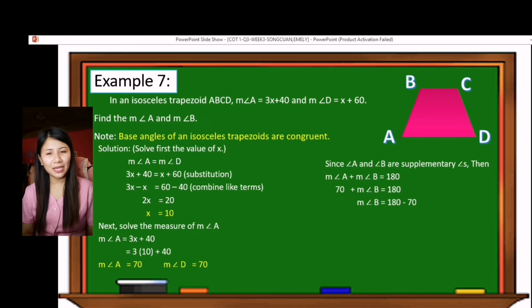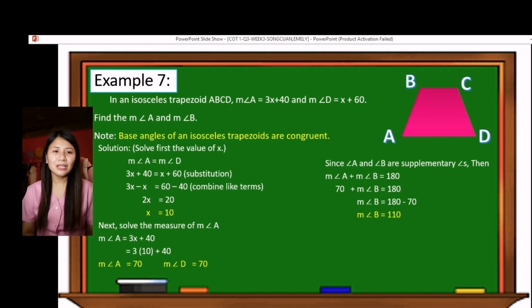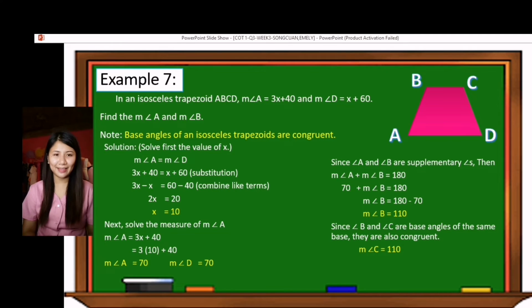So the measure of angle A, 70, plus the measure of angle B is equal to 180. Bring down the measure of angle B and then transpose positive 70 to the right side, and that will become negative 70. So 180 minus 70 is equal to 110. So the measure of angle B now is equal to 110.